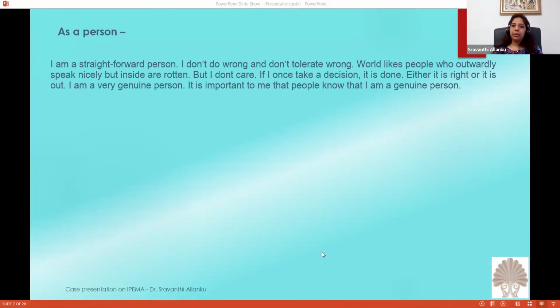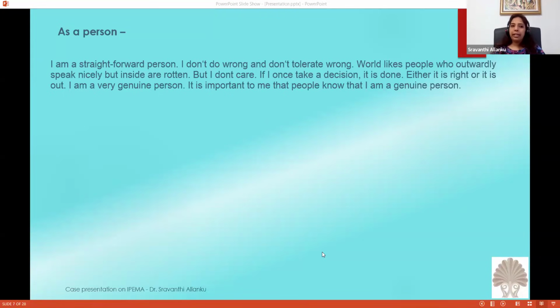Just pay attention. World likes people who outwardly speak nicely, but inside are rotten. But I don't care. If I once take a decision, it is done. Either it is right or it is out. Now look at the language he's using. It is either right or it is out. It's not right or wrong.